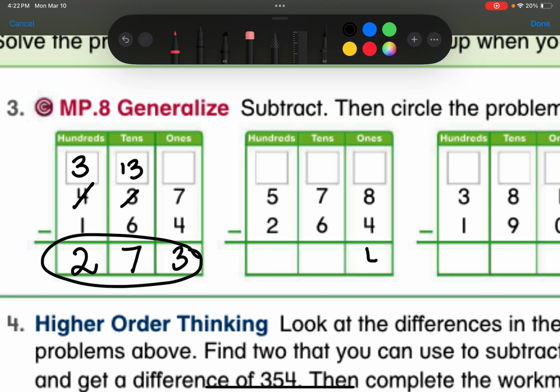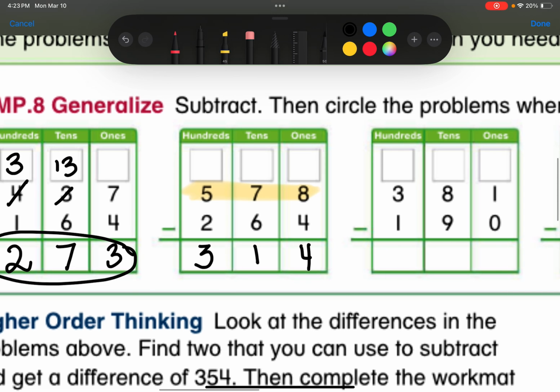Okay, moving on. I can do 8 minus 4 because more on the top, no need to stop. 8 minus 4 equals 4. 7 minus 6 equals 1. 5 minus 2 equals 3. So for this next one, I do not need to regroup. If the number is bigger on the top, more on the top, you do not need to stop. You can just subtract without regrouping.